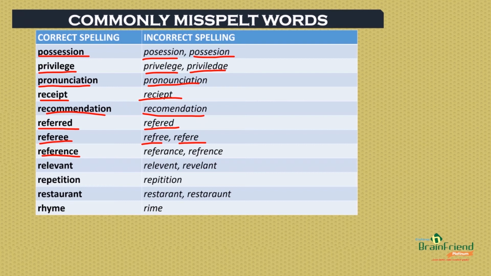Next, we have reference, spelled R-E-F-E-R-E-N-C-E, but wrongly spelled as R-E-F-E-R-A-N-C-E or R-E-F-R-E-N-C-E. Also, we have relevant, spelled R-E-L-E-V-A-N-T, but wrongly spelled as R-E-L-E-V-E-N-T or R-E-V-E-L-A-N-T. We have repetition, spelled R-E-P-E-T-I-T-I-O-N, but wrongly spelled as R-E-P-I-T-I-T-I-O-N.